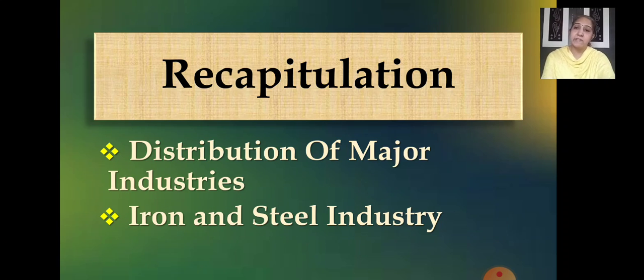So children, in today's session, we learnt about the distribution of major industries. Then we saw the iron and steel industry. In that you learnt about Jamshedpur and Pittsburgh, right? Then the next important industry is the cotton textile industry that you will be learning in the next session. Till then, children, go through this presentation very well, read the textbook, and take very good care of your health.